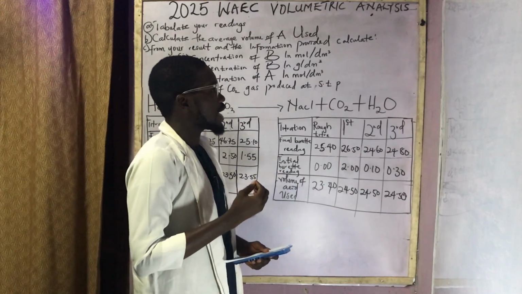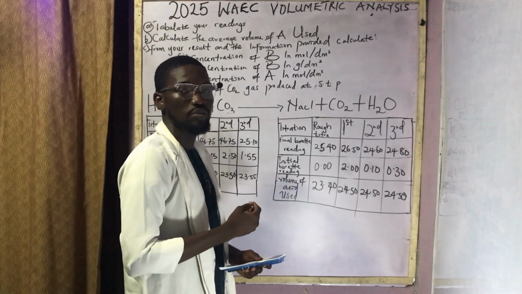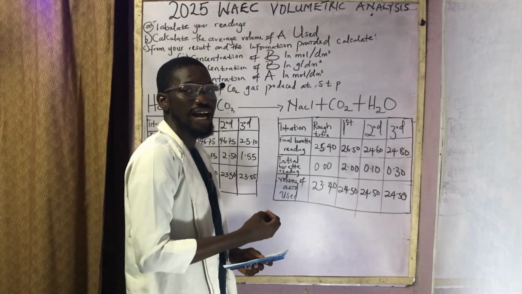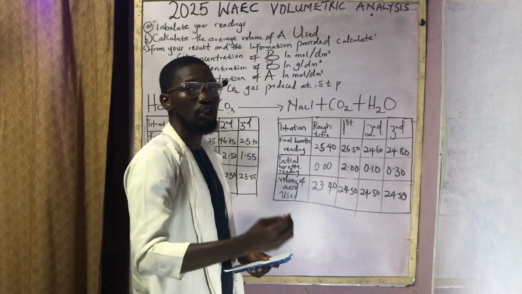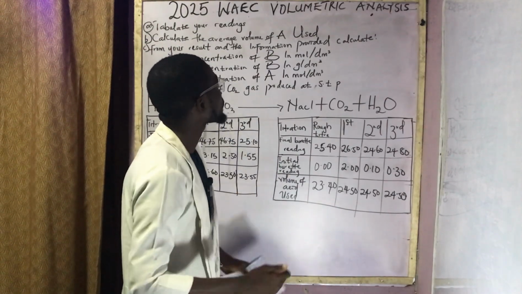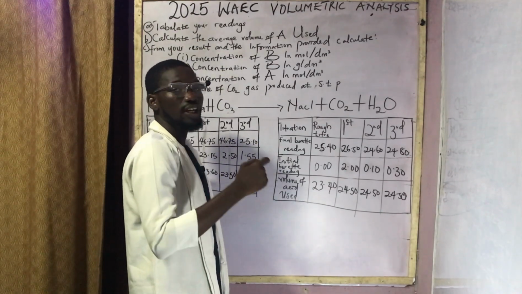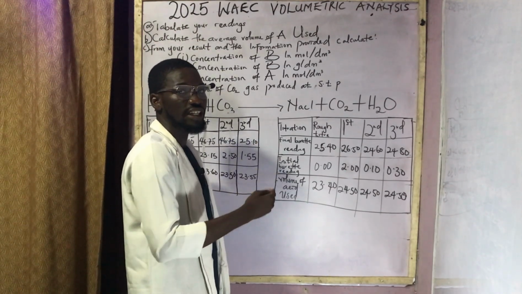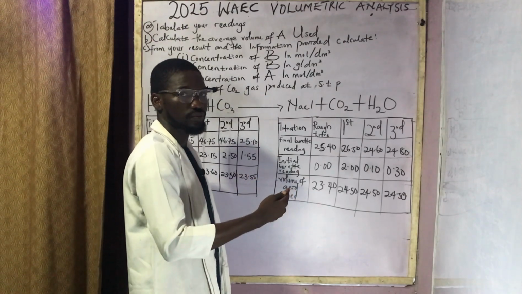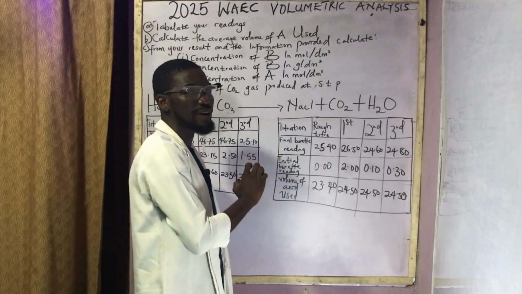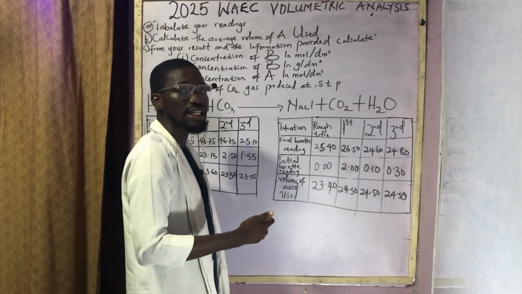So A is a solution containing 0.10 mole per dm cube, and that A is hydrochloric acid. B is a solution containing sodium bicarbonate. Now, if you have to carry out the practical in the lab, A, which is the HCl, don't forget the acid will run into the burette. And in this particular practical, the indicator to use is methyl orange.